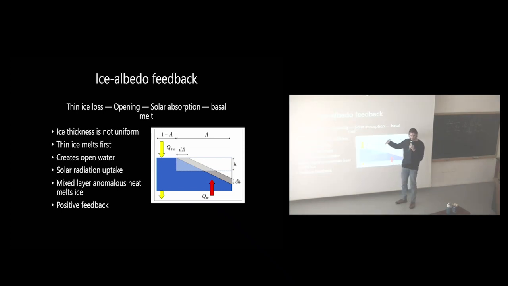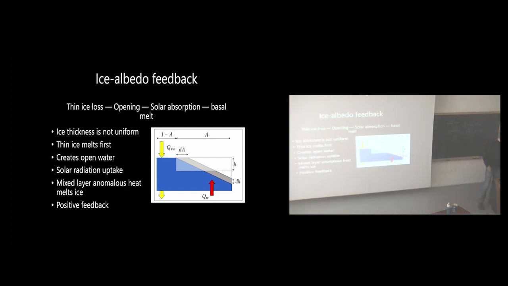You have a lot of sun in spring because you are not that far from the South Pole. And you would trap that solar radiation in open water. And that creates this loop that we know for a certain amount of time is really efficient in the Southern Ocean, Antarctic sea ice. The loss of thin ice increases opening, so you increase open water, you increase solar absorption, and you increase basal melt.